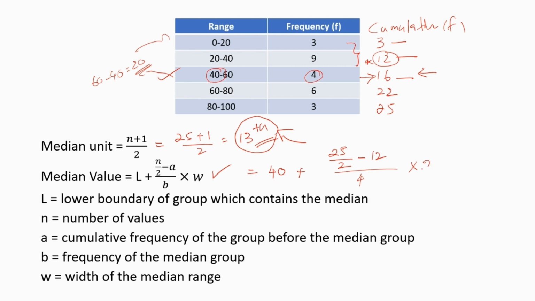So this is 20. These parentheses are very important. So the median value is 42.5. This is the median value.